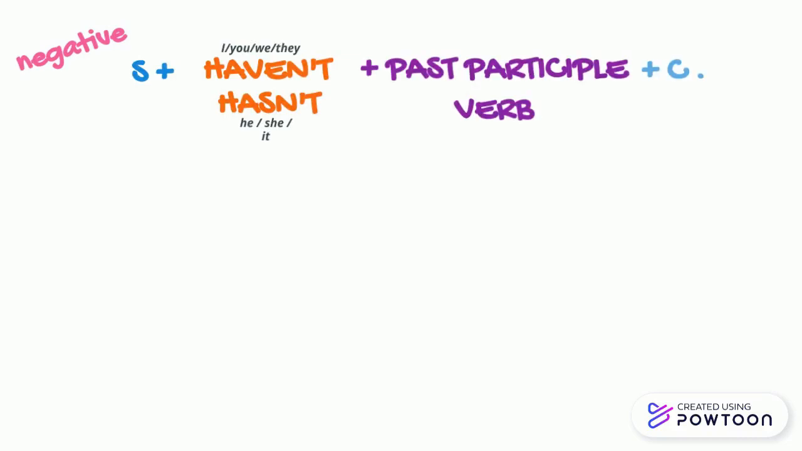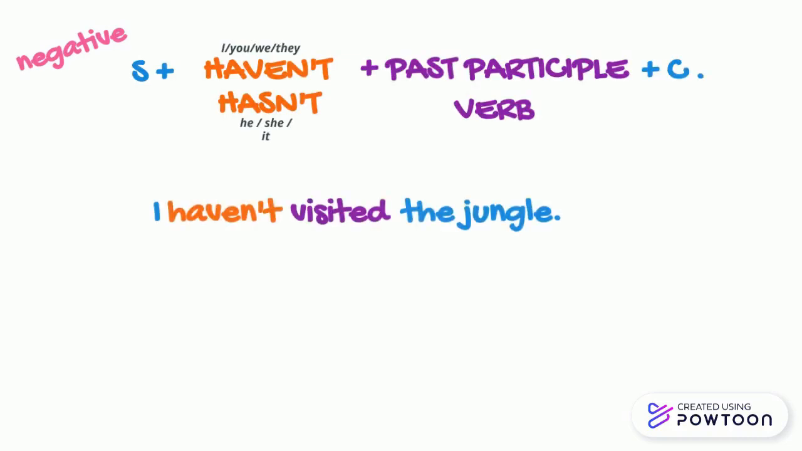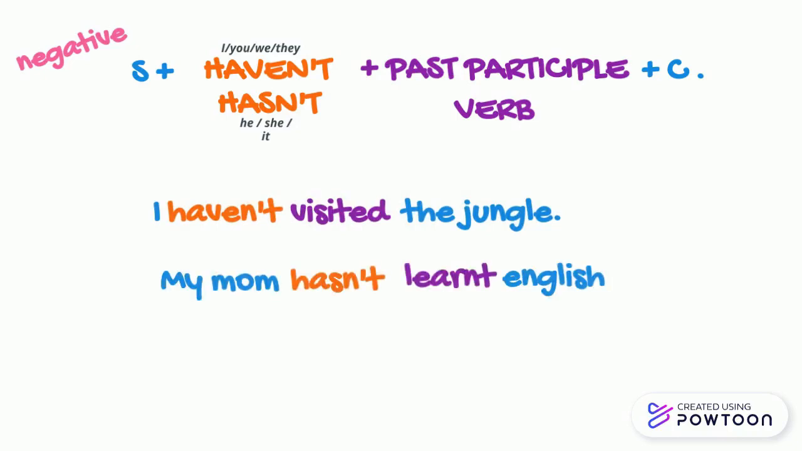For negative, we need subject, auxiliary haven't for I, you, we, and they, hasn't for he, she, and it, then the past participle of the verb, and complement. For example, I haven't visited the jungle. My mom hasn't learned English.